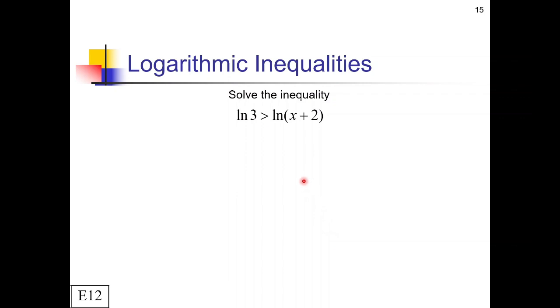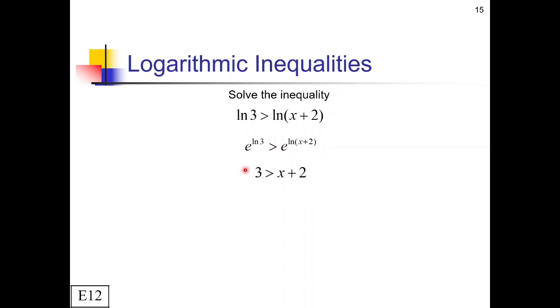We'll do one more problem here. On this one we have ln of 3 greater than ln of x plus 2. So pause the video and try this one out. So I'm going to raise e to both sides to get rid of those ln's. And again, I don't have to reverse the inequality at this point because I haven't multiplied or divided by a negative. There is one other little situation that we'll talk about in a minute. But for now, we have 3 greater than x plus 2.